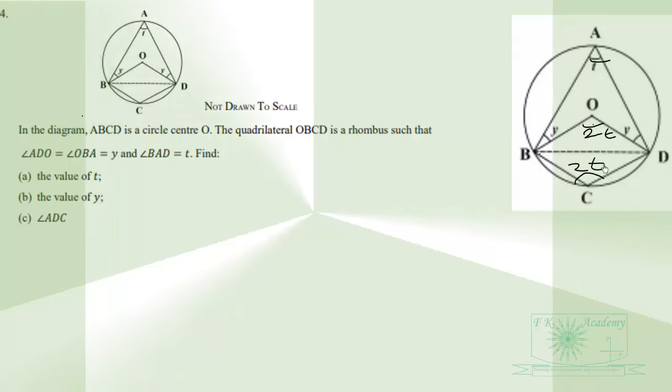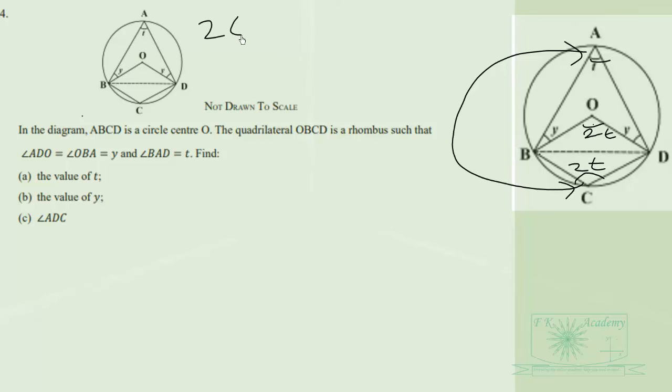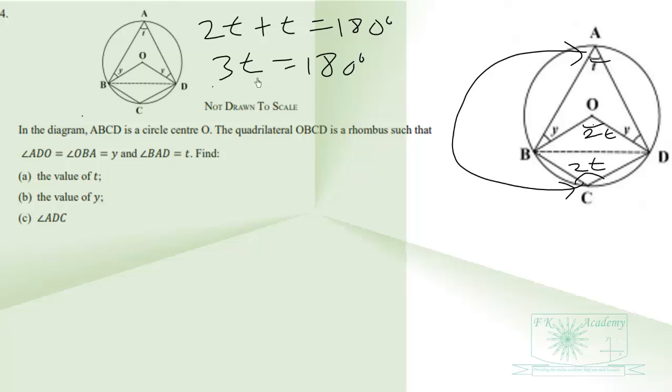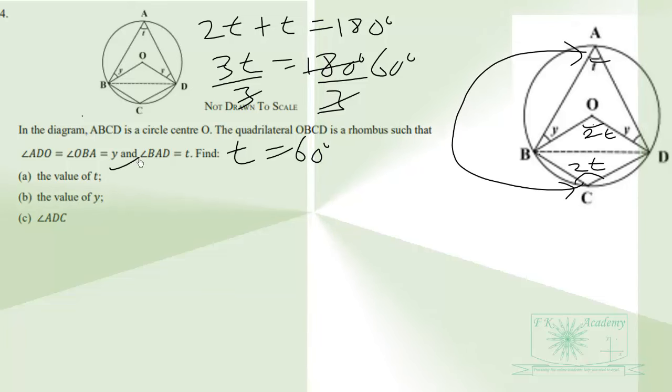Then we know that this angle and this angle are the opposite angles of a cyclic quadrilateral. So they must add up to 180. So we have 2T plus T giving us 180 degrees. So it means 3T is equal to 180 degrees. So dividing through by 3, we get T to be equal to 60 degrees. So we find the value of T. Now the value of Y. So if this is 2T, then it means this angle here is now 120. So this will be 60.